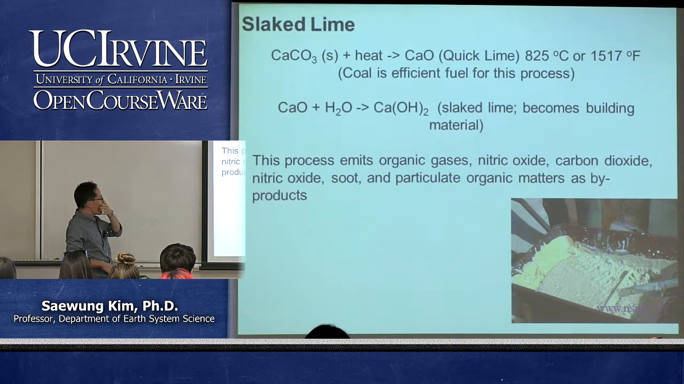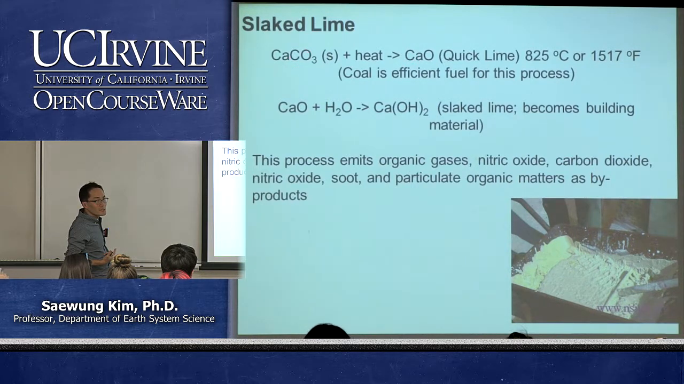So the first use of the charcoal, coal, that was found on the shore of Scotland was to make this chemical species, calcium hydroxide, Ca(OH)2, which can be used as a building material. So this is a chemical process.